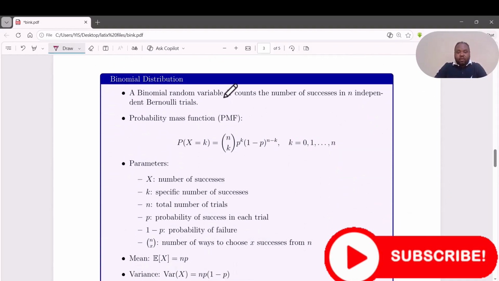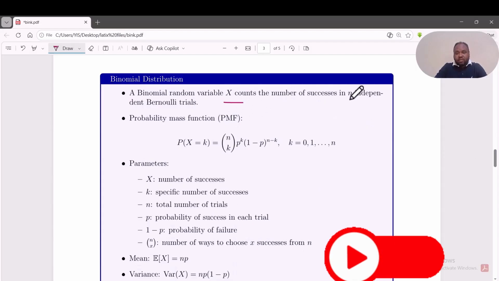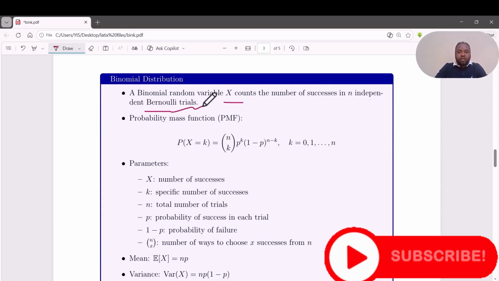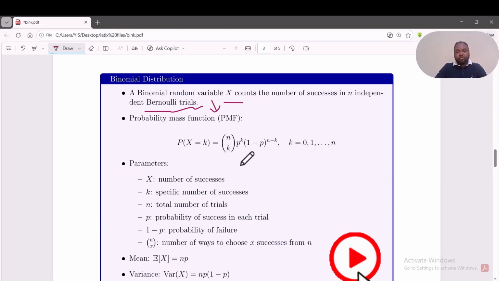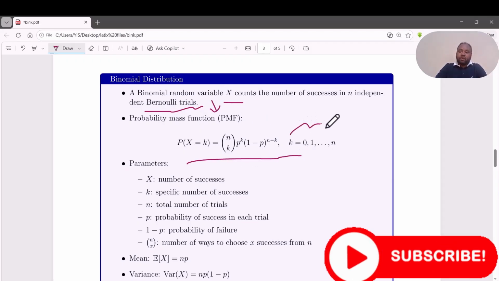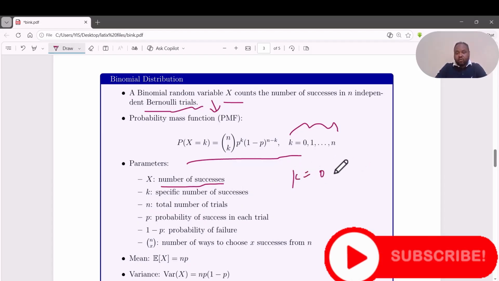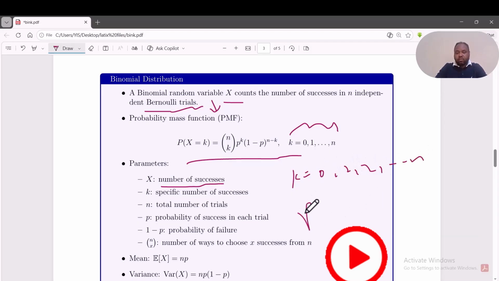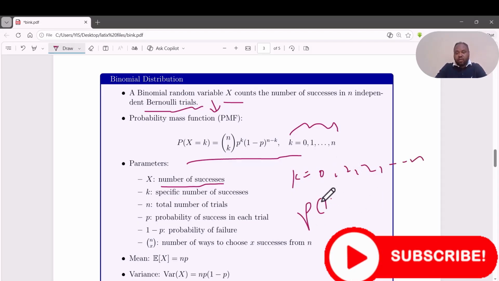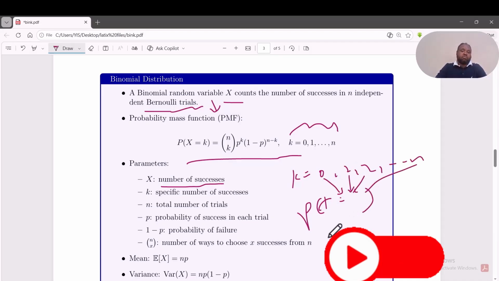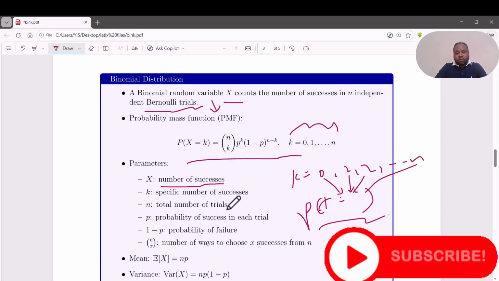a binomial random variable X counts the number of successes in n independent Bernoulli trials and generates this probability mass function, where the possible values are 0, 1 up to n, right? X is the number of successes, k a specific number of successes. How many possible values? 0, 1, 2, up to n. We can compute the probability of X equals k, where k is this one, or this one, or this one, or this one, right? And n is the total number of trials.